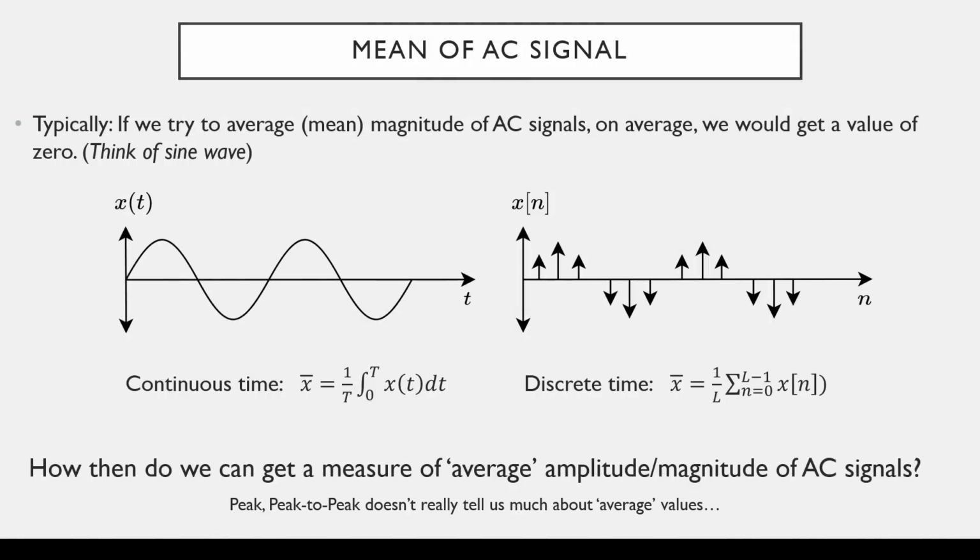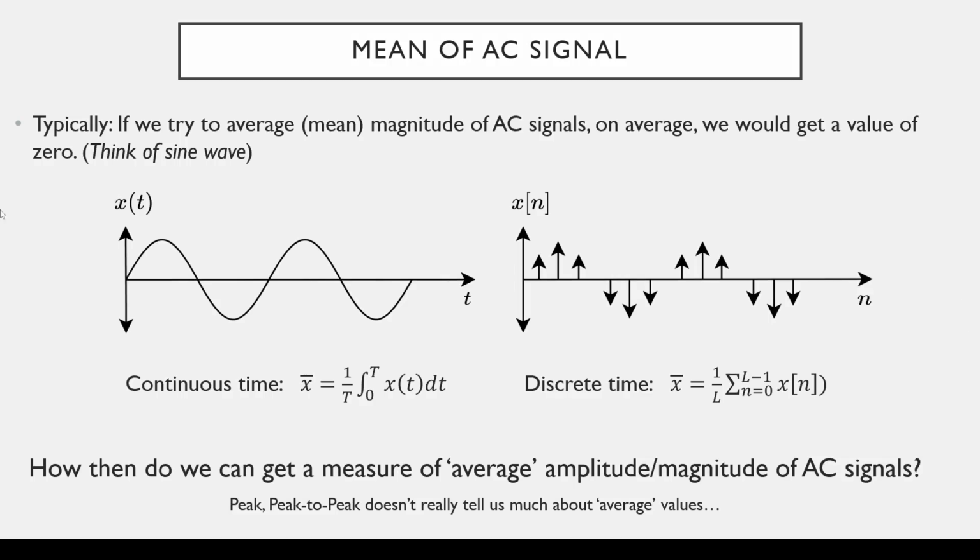The discussion of RMS comes up typically when you're trying to get an average or current average or mean of an AC signal. If looking at DC signals, it's very straightforward, of course, to get the average, but for AC signals, this can be a tiny bit more complicated, and we have various measures of doing so. If we, for example, try to take a mean of the magnitude of AC signals, a lot of the times, and especially for sinusoidal signals, on average we would end up getting a value of 0.